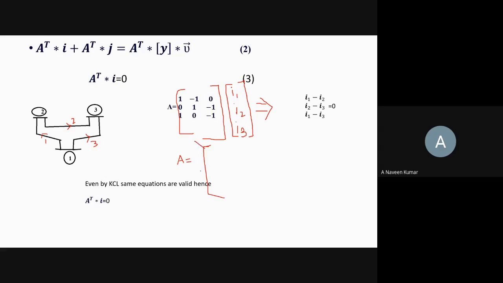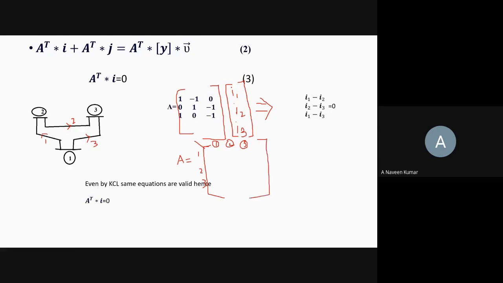This side, what will you take? In the vertical side, what will you take? Everybody writing A: elements, elements, elements. So 1, 2, and 3. In this horizontal side, what will you take? Buses. So bus number 1, bus number 2, bus number 3.